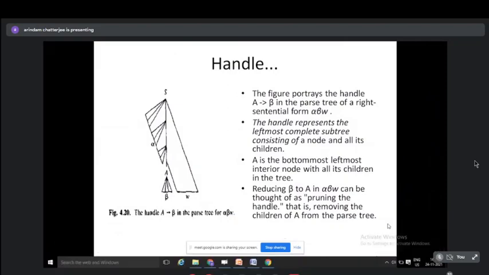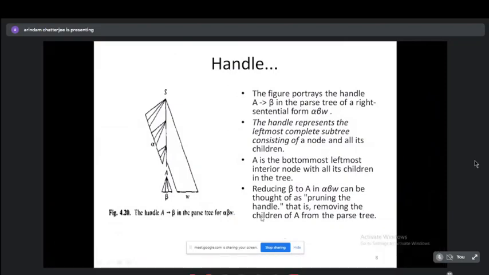So it doesn't matter where beta and alpha are. Okay, it just matters that alpha and beta should be some part of the subtree. Okay, some part of the subtree. So you have to choose that beta wisely, and that is what is meant by handle and handle pruning.